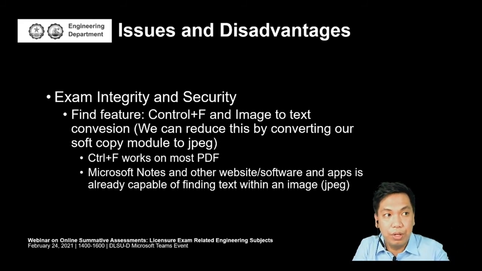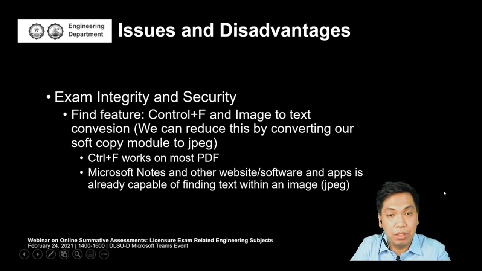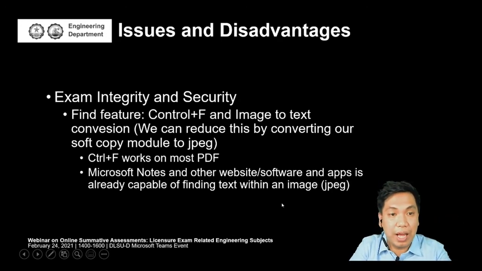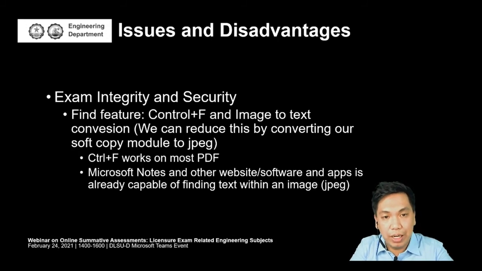For example, the student is looking for a keyword and your module is a picture or JPEG. If he or she uses that software, he can easily find the keyword, and somehow it will lead to the answer to the question. So Control F or the Find feature works on most PDFs, and again Microsoft Notes and other websites, software, or apps are already capable of finding text within an image.